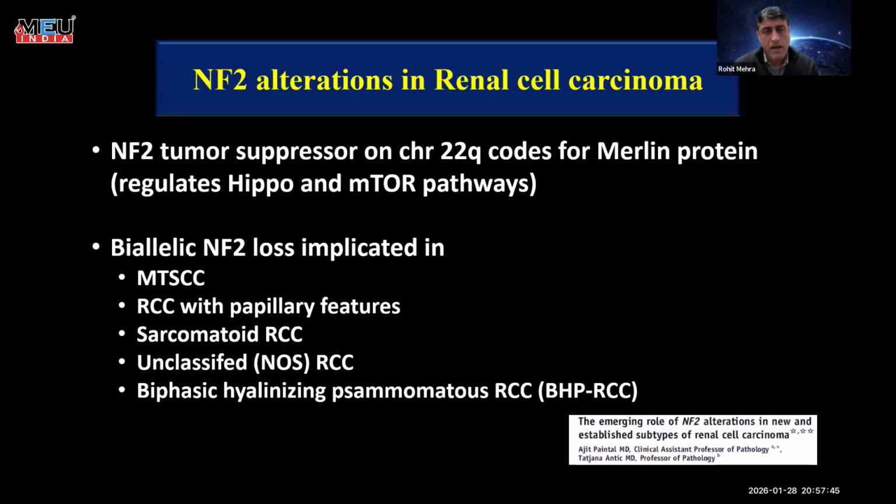We have also learned about NF2 alterations recently in renal cell carcinoma. NF2, like you know, codes for Merlin protein, and currently biallelic NF2 loss is implicated in patients who have MTSCC, some RCC with papillary features, sarcomatoid RCC, unclassified RCC, and also this entity known as biphasic hyalinizing psammomatous renal cell carcinoma.